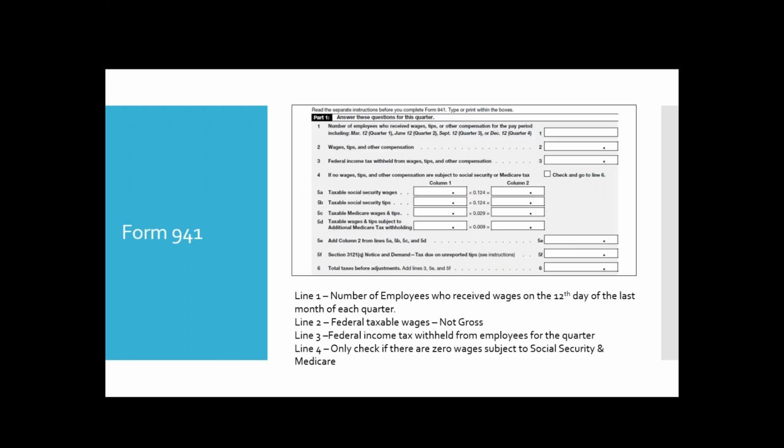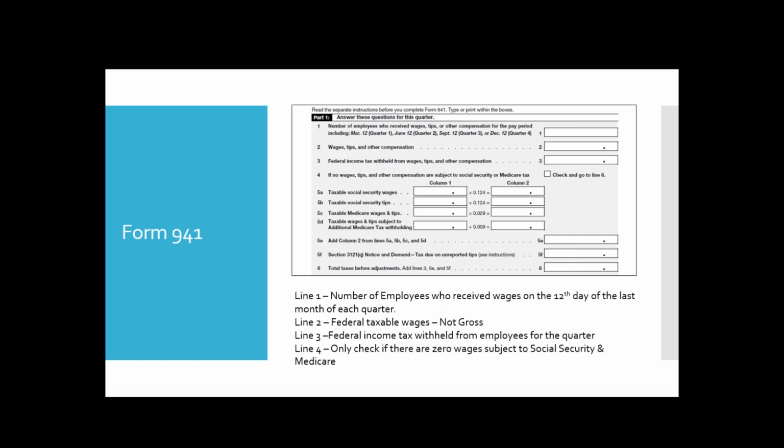So we're going to start with Part 1. Line 1 reports the number of employees you paid on the 12th day of the last month of the quarter. Line 1 even identifies for you what is the last month of every quarter. Just in case you didn't know, March is the last month of quarter 1, June the last month of quarter 2, and so forth. So they want you to identify the number of employees you paid on March the 12th, June the 12th, September the 12th, or December the 12th. That's the number that goes on line 1.